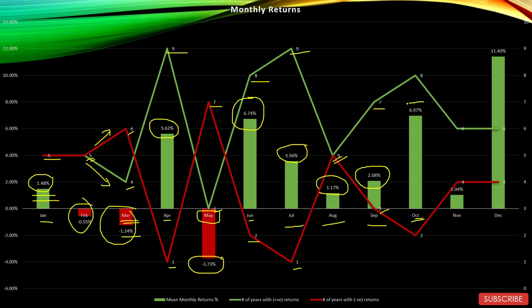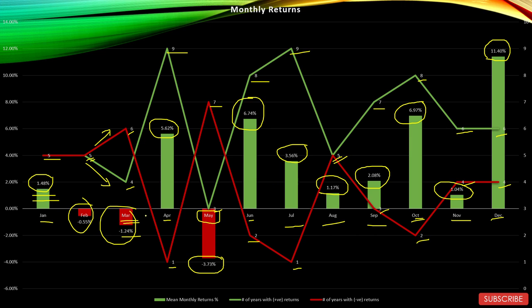October is a strong month with 6.97% average monthly returns, eight positive years in the last 10 years and only two negative years. November, another below average month with only 1.04% average monthly returns, six positive years and four negative years. And finally, December came at last, but last not the least. Sorry, this month is the best month for the sector with 11.4% average monthly returns over the last 10 years. Six positive years and four negative years.